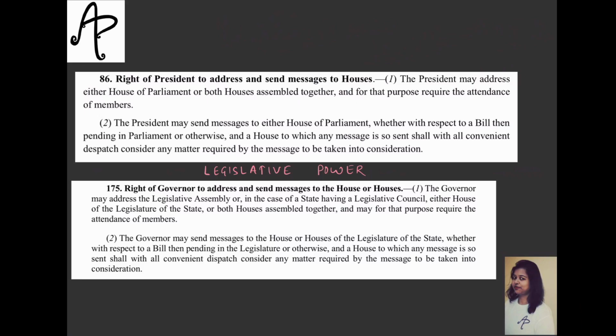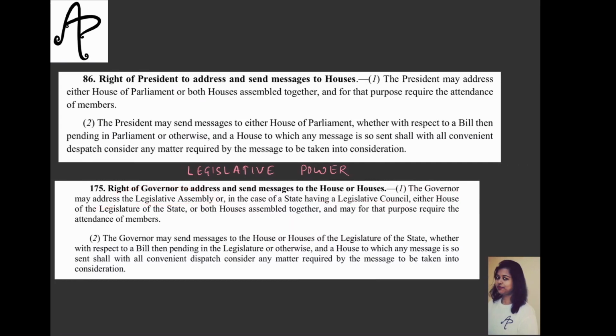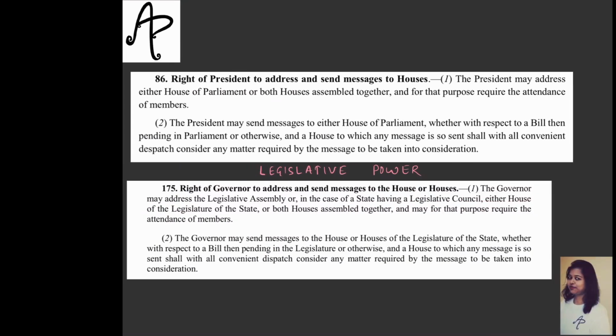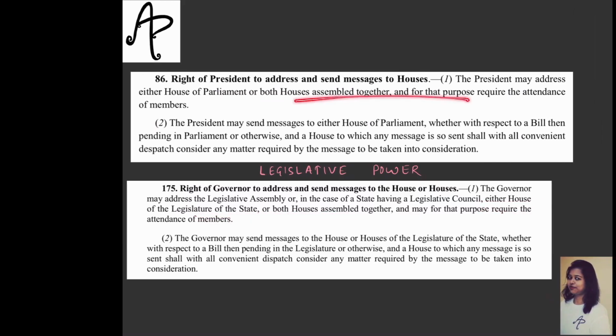Similarly, it is given for the governor. You can see the articles. It is Article 86 for the president, 175 for the governor. So it says that the governor may address the legislative assembly, or in those states wherein we have a council also, either house or both houses, and may for that purpose require the attendance of members. So the first clause is the same for both of them.